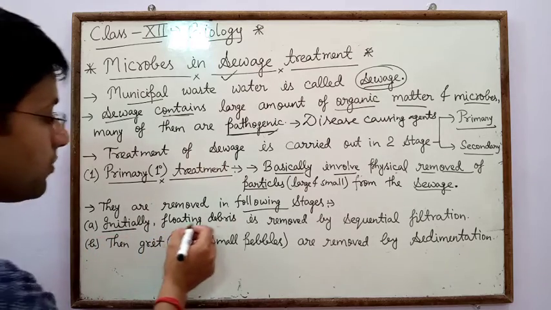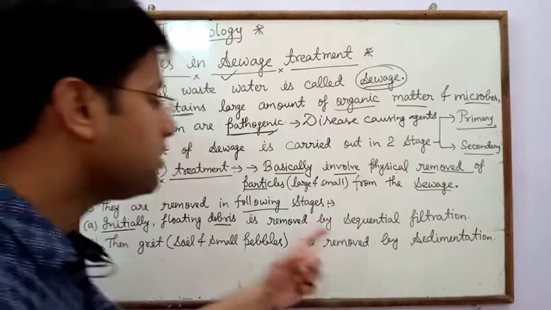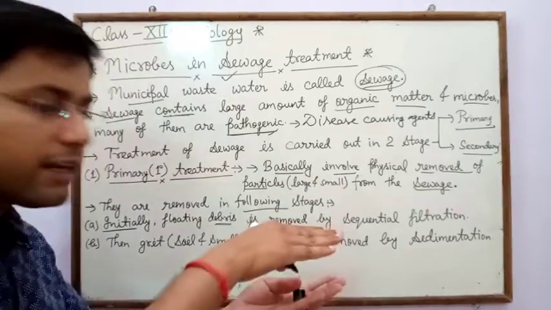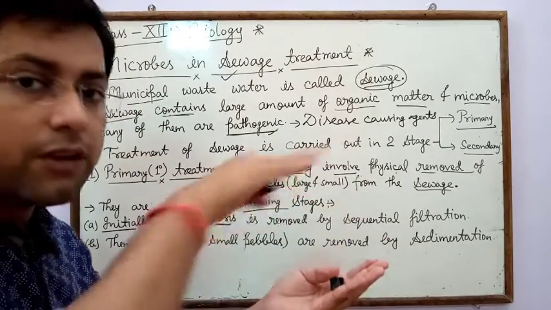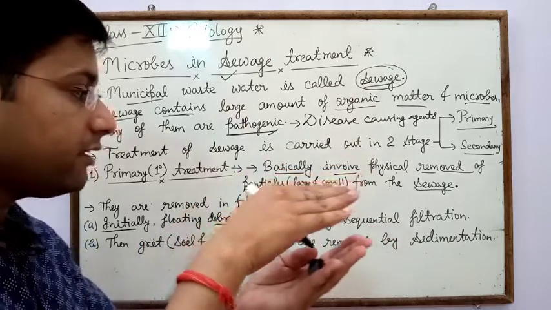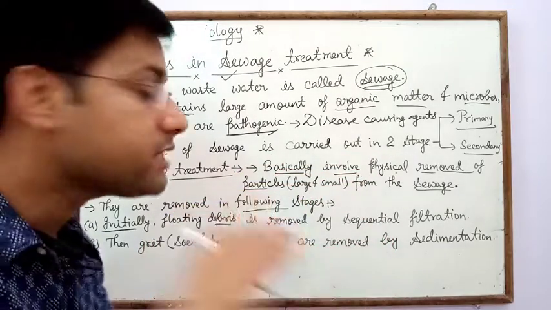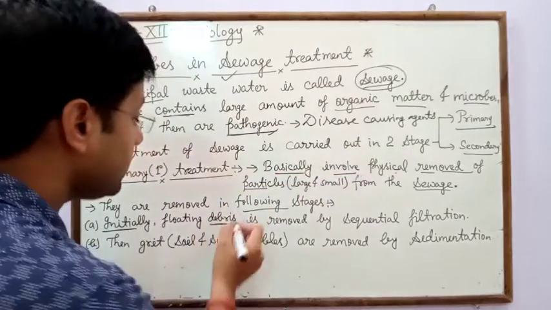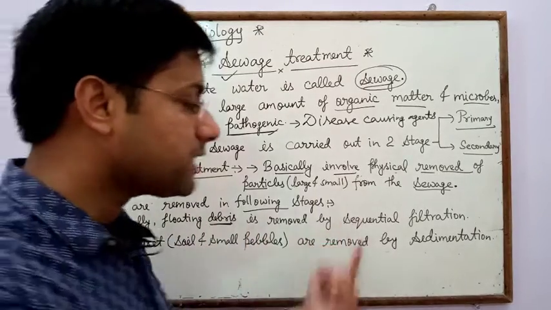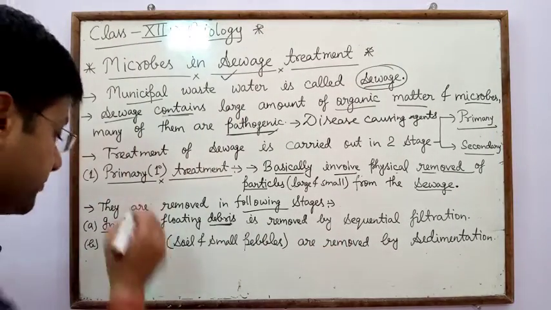First, floating debris is removed by sequential filtration. There is a thick layer of waste material that floats on the surface of water, which is called debris. So initially floating debris is removed by sequential filtration.